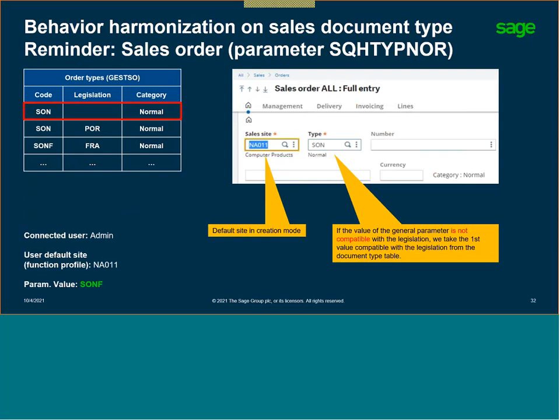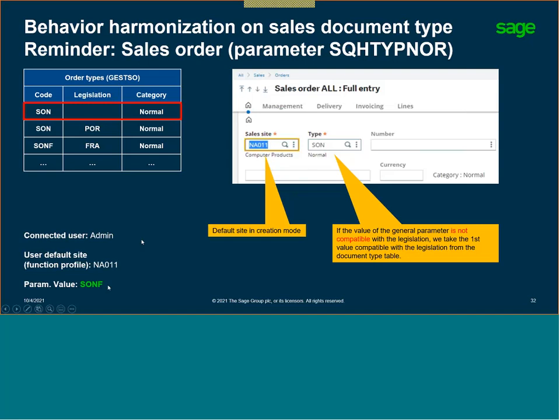Another example with the sales order. The objective here is to demonstrate what happens. It's still a reminder, but I would like just to highlight the fact that if there is a discrepancy between the indicated parameter and the legislation, the system will not consider the one indicated, but it will load the first one compatible with the legislation.